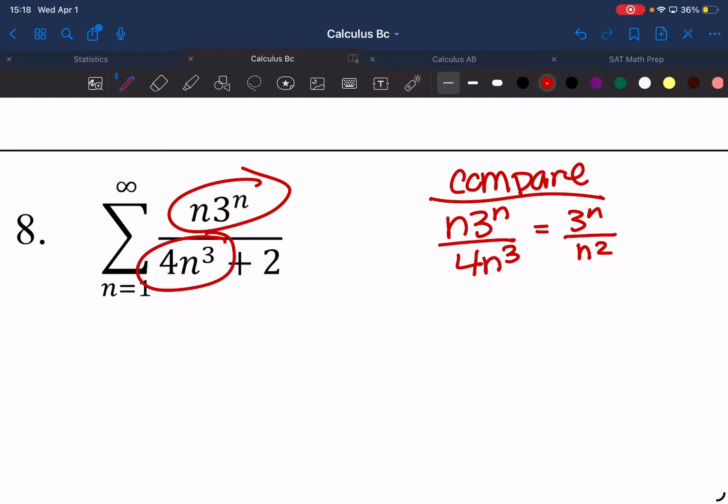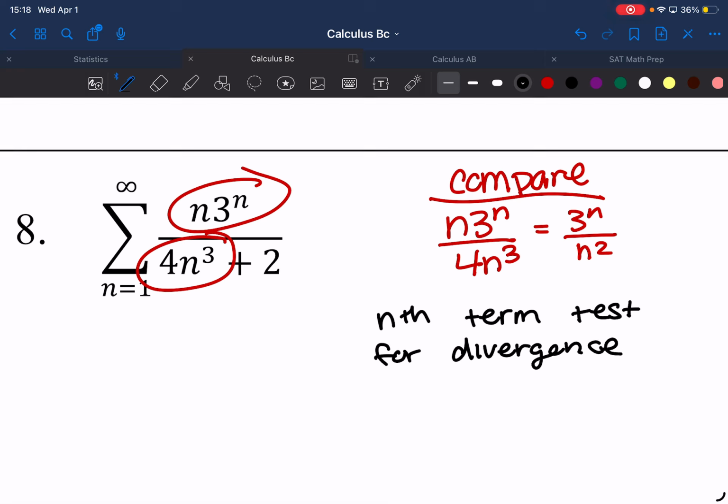So if we can't identify the series, then we need to think of the other tests that we learned about. And one of those tests was the nth term test for divergence. So I'm going to write that. The nth term test for divergence. Remember it states if we do the limit as n approaches infinity of 3 to the n power over n squared, and if it doesn't equal 0, then it diverges.